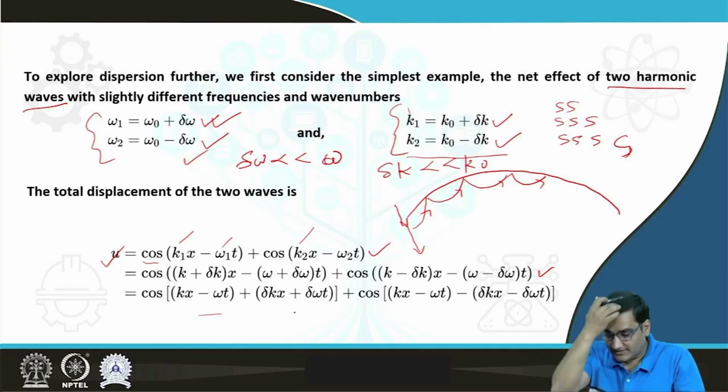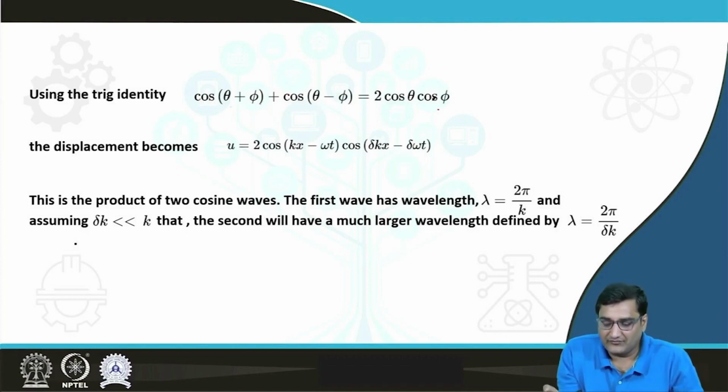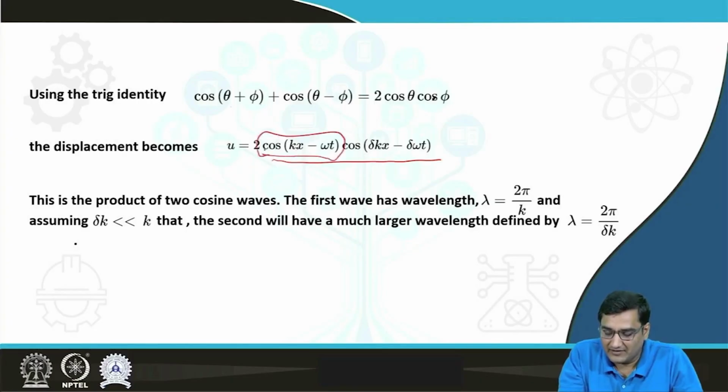You can simply say that it is of the form of this particular trigonometric identity, where cos(theta plus phi) plus cos(theta minus phi) is equal to 2 cos theta cos phi. So the net displacement becomes u is equal to 2 cos(kx minus omega t) cos(delta k x minus delta omega t). This is nothing but a product of two cosine waves. You can see there is one cosine wave having this expression, and there is another cosine wave having this expression.